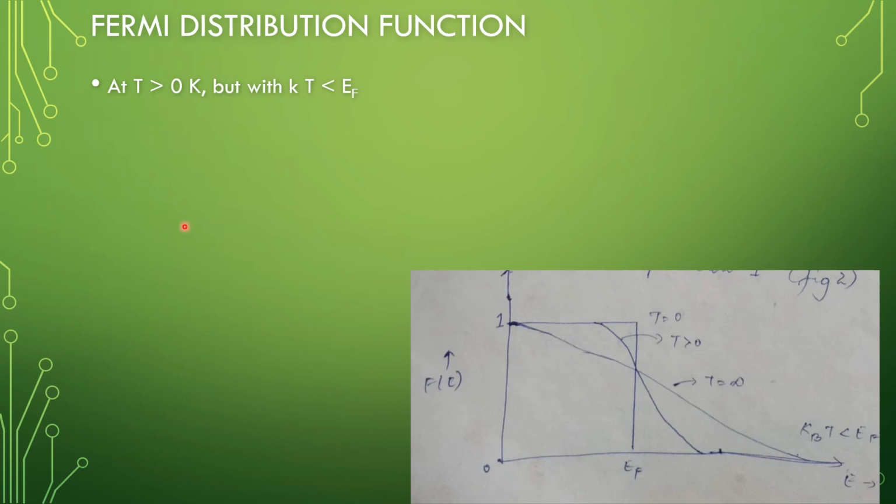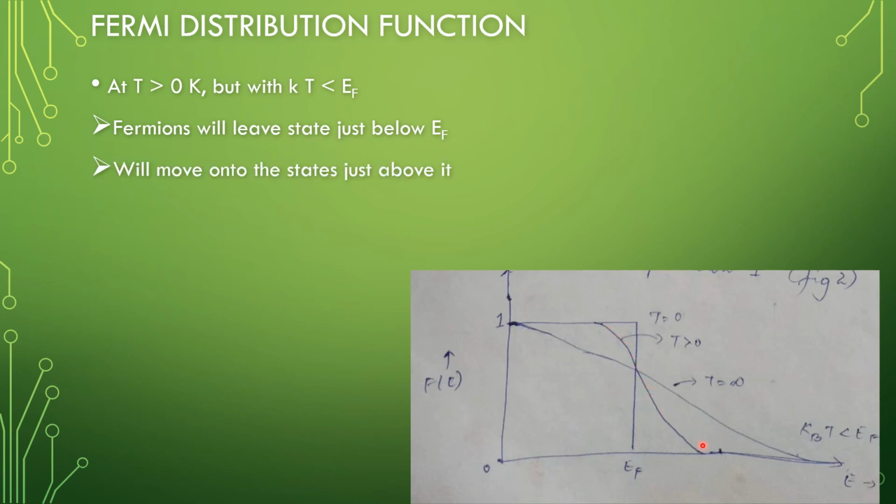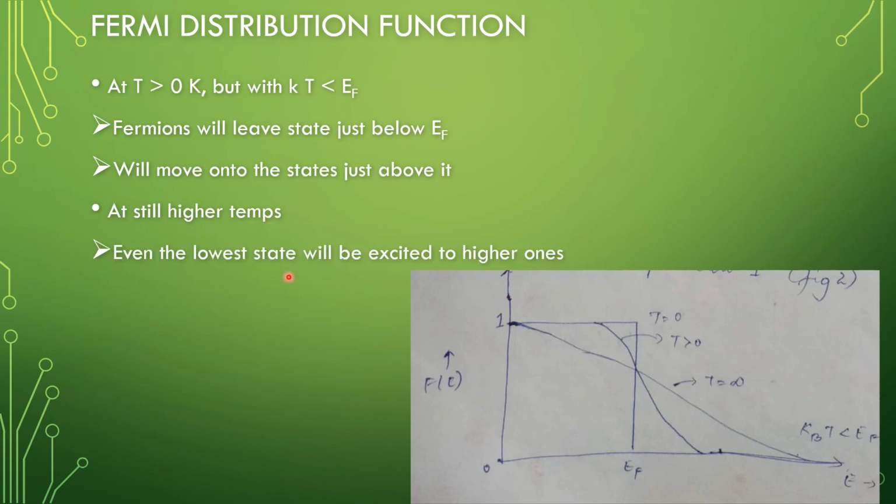In figure 2, at T greater than absolute 0 but with kT less than E_F, fermions will leave states just below E_F. This is the curve for T greater than 0. So the fermions will leave the states just below E_F and will move on to the states just above it. At still higher temperatures, even the lowest state will be excited to the higher ones. That is, this curve for T equal to infinity. f(E) in this case will drop below 1.